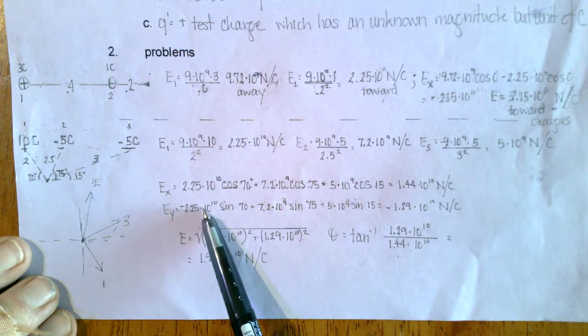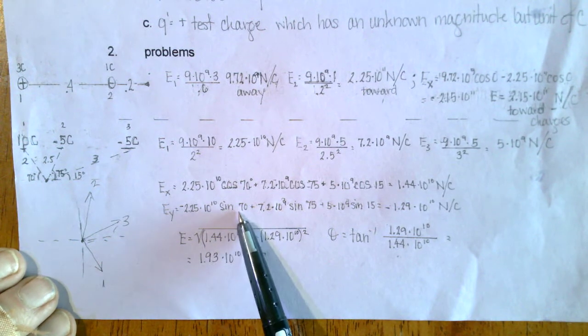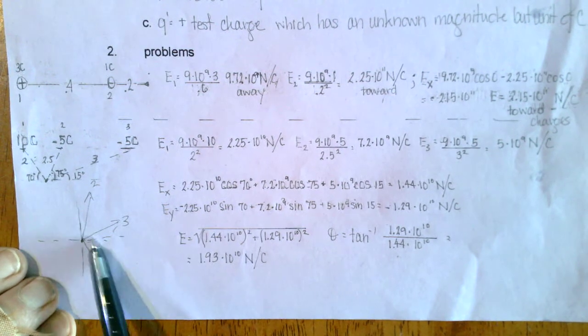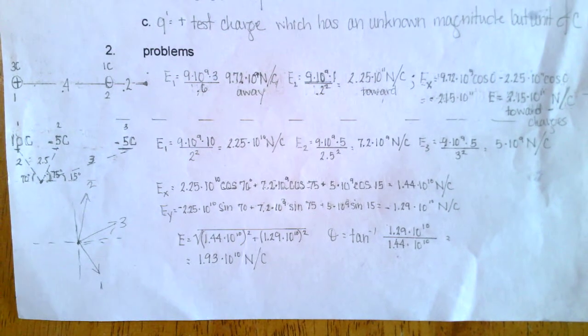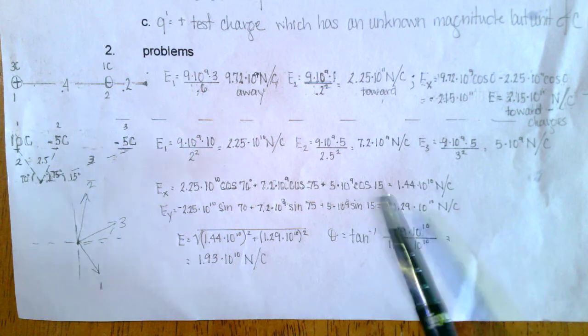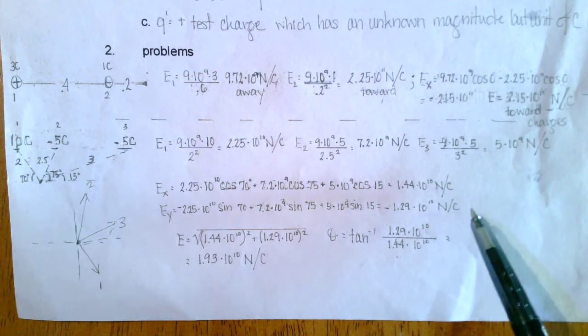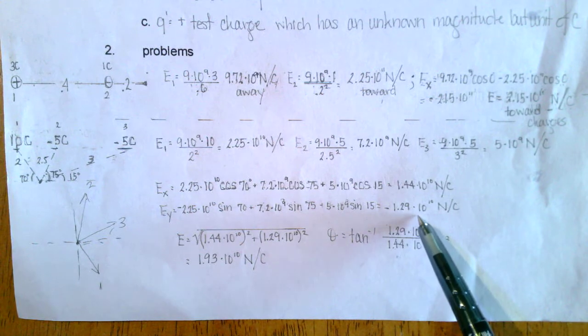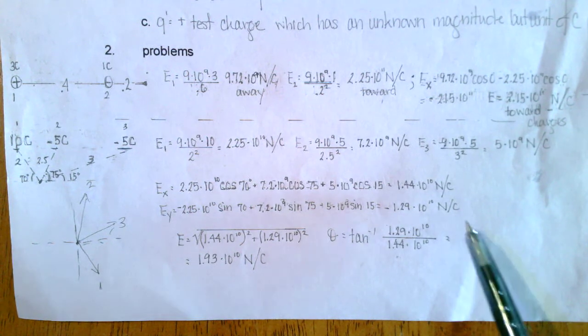Sigma E sub y, same thing, only now I'm doing sine, and I have to be careful of my signs. This one is below the x-axis, and since it's below the x-axis, it's going to be negative. So I have a negative 2.25 times 10 to the negative 10 sine of 70. The other 2 are positive, so I just add them up. And I end up with a negative 1.29 times 10 to the 10th newtons per coulomb.